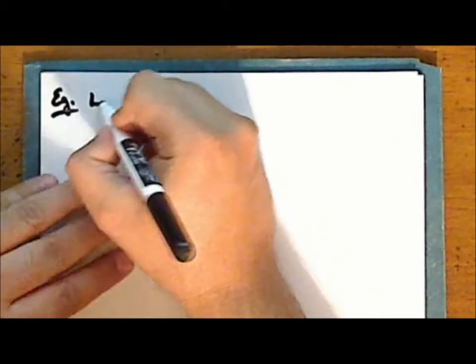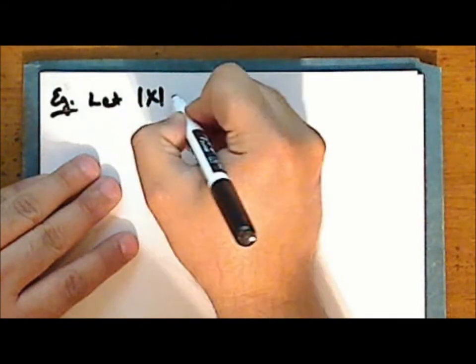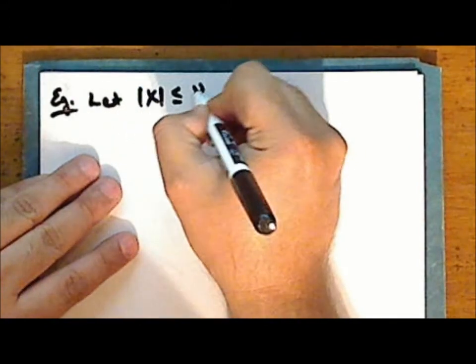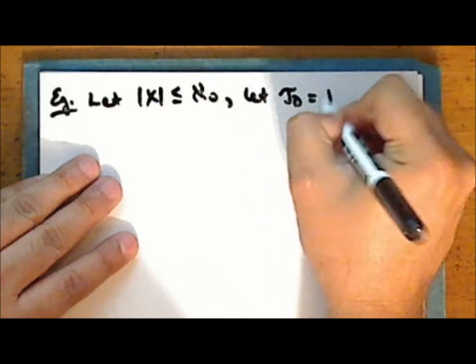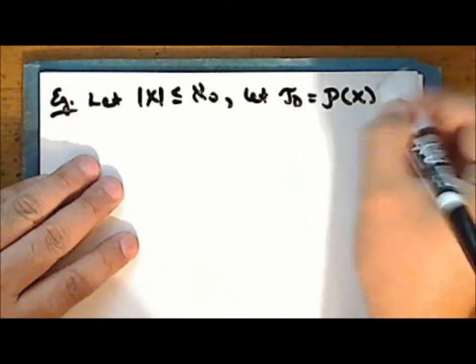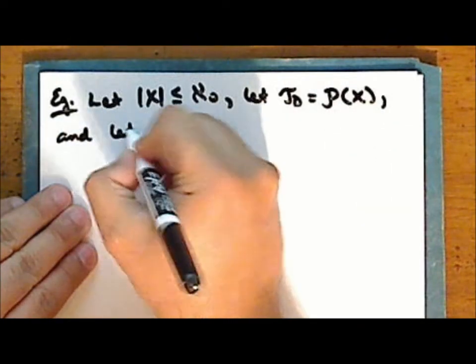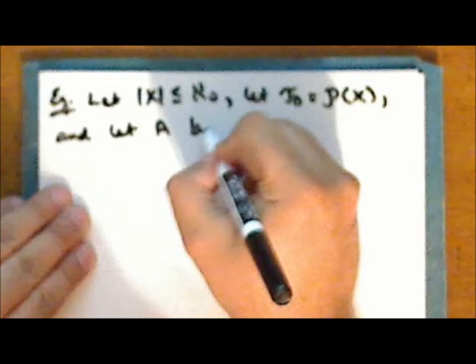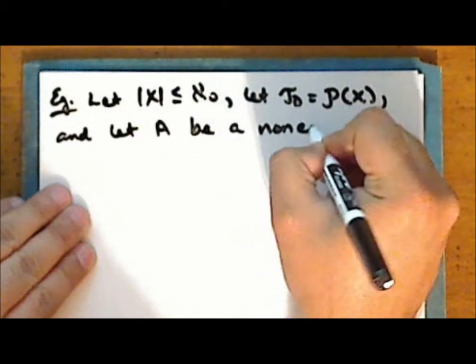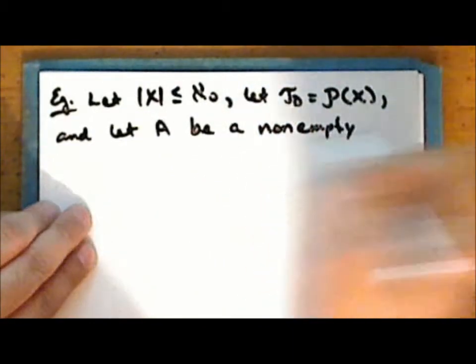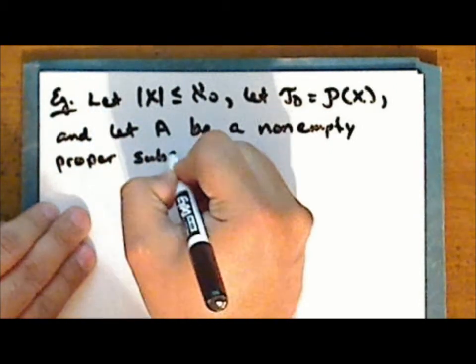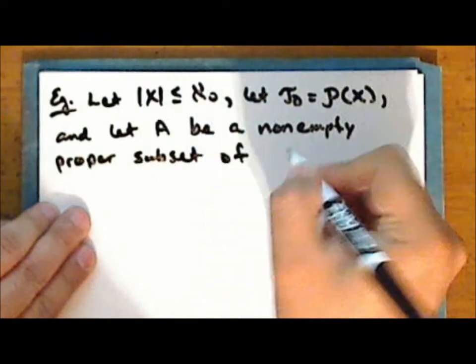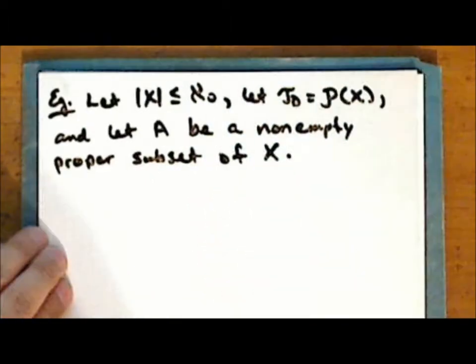So next, let the set X be countable. Let tau sub D be the power set of X, that is the discrete topology on the set X. And let the set A be a non-empty proper subset of the space X.